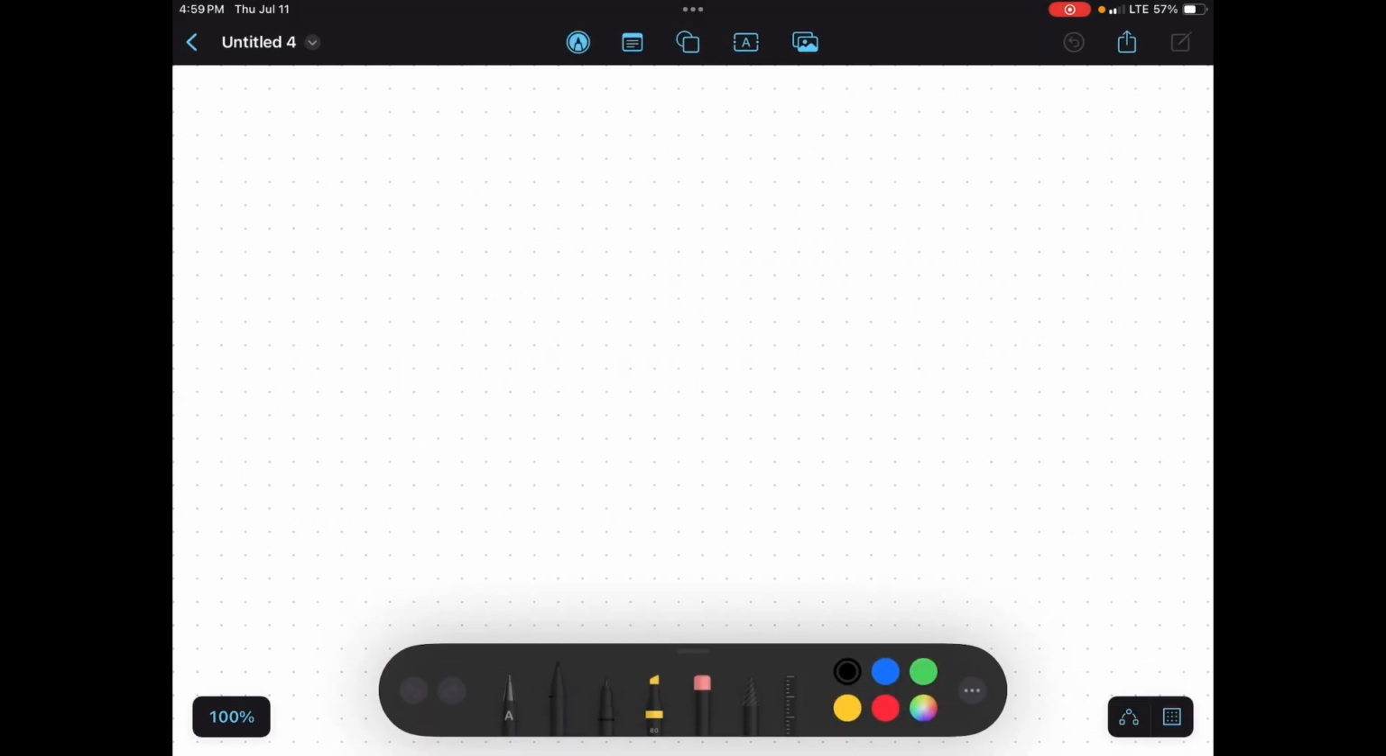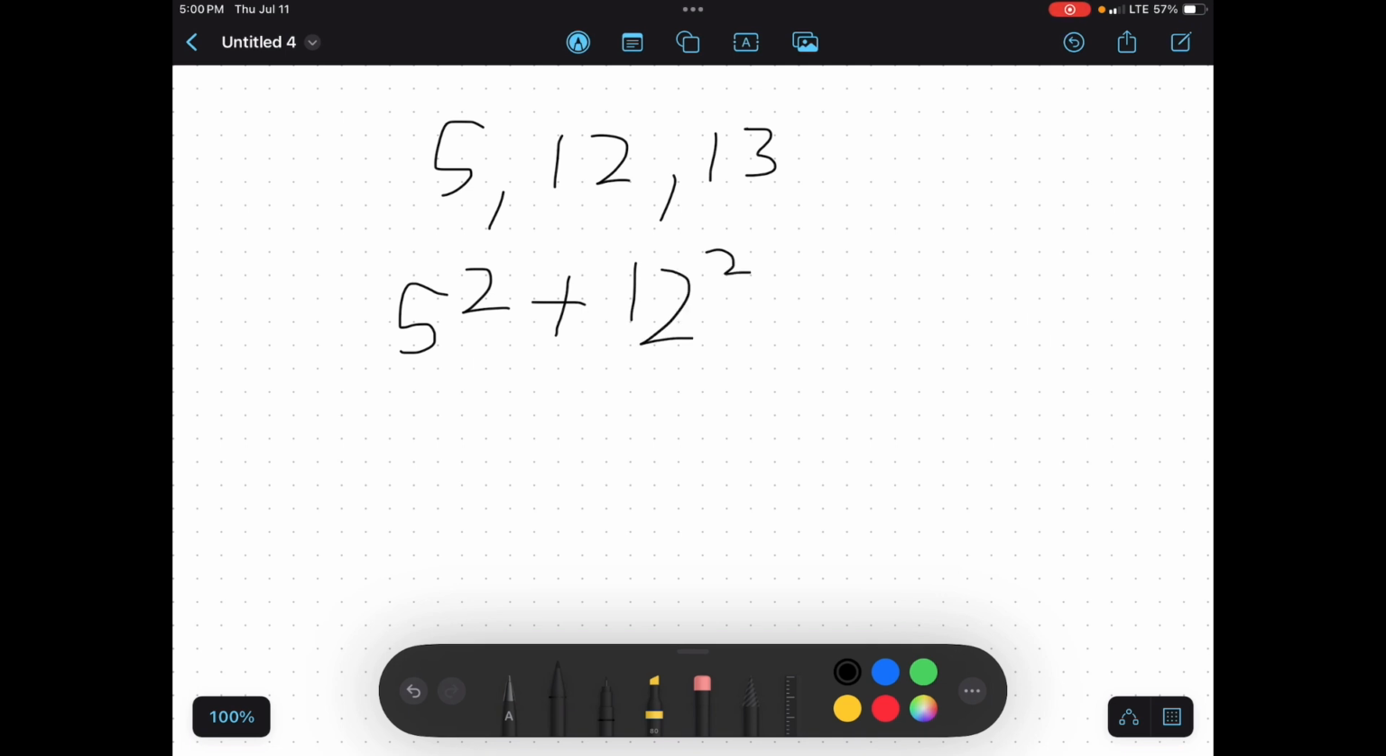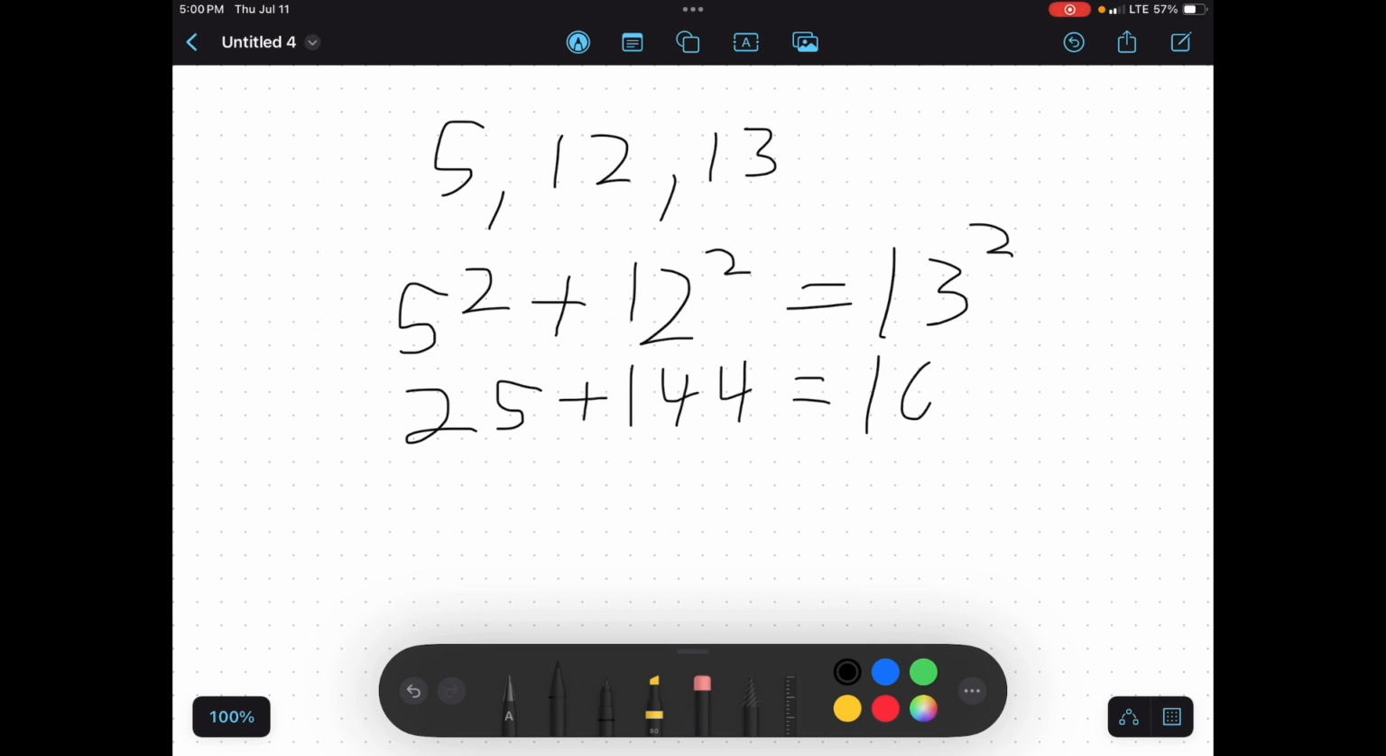There are several others, 5, 12, 13, for example. And we can show that 5 squared plus 12 squared is equal to 13 squared. 25 plus 144 is equal to 169. Now, these are just two, I would say the two most basic Pythagorean triples that we have.